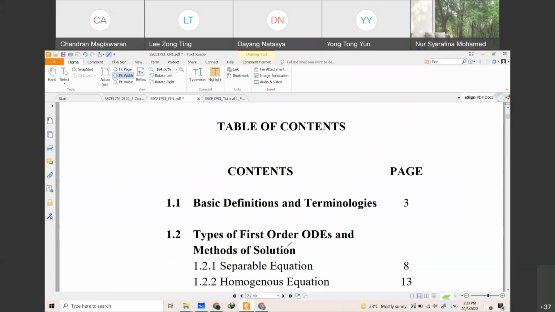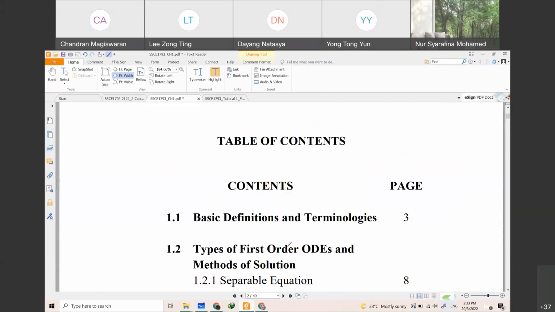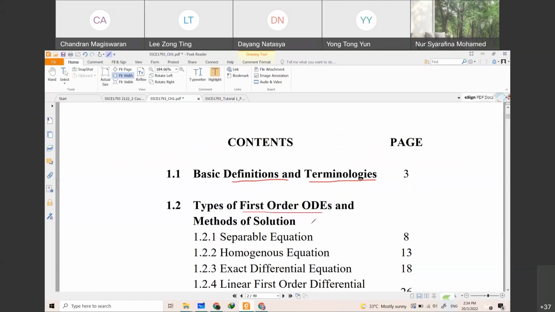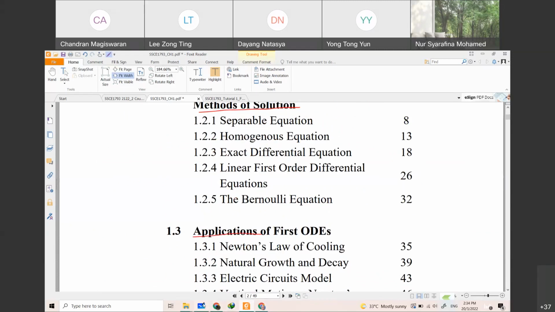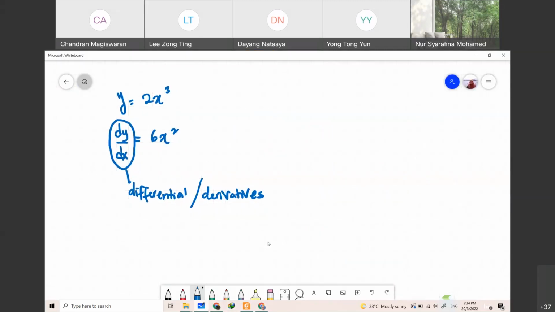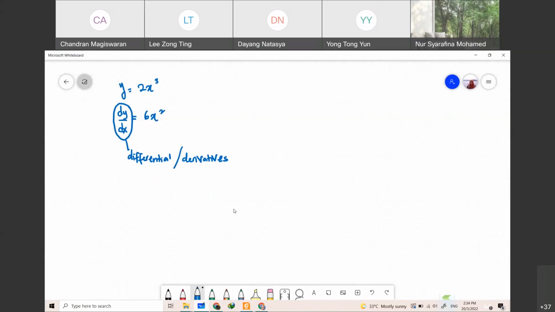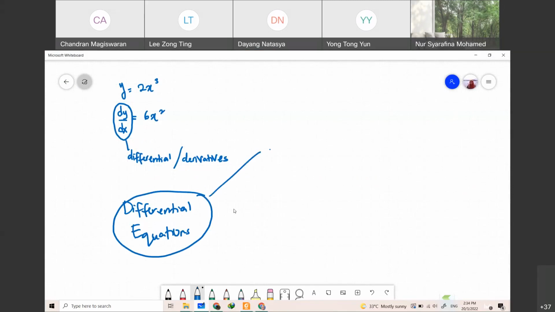In this course, we are going to learn the basic definitions and terminologies, then the types of first order ODEs and methods of solution, and then applications and so on. In differential equations, there are two types. First we call it ordinary, second we call it partial.